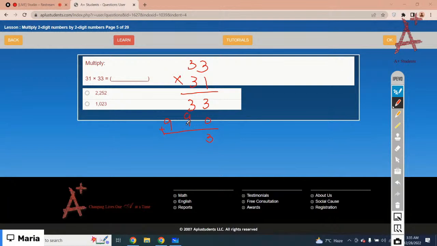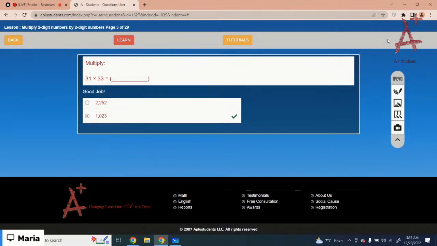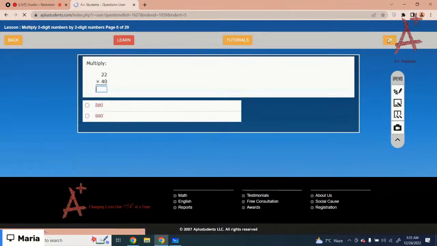9, 9, 10, 11, 12, so 2 and 1 carry, and 9 and 1 is 10. It would be 1023. Got it? The second option is the correct option. Just select the correct option and click on the OK button.